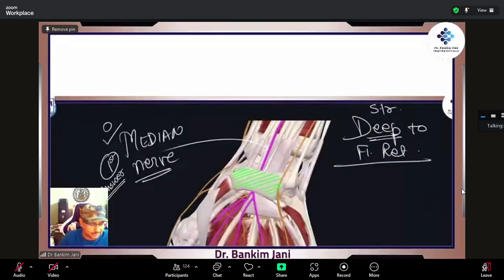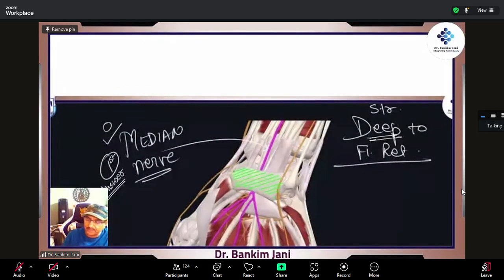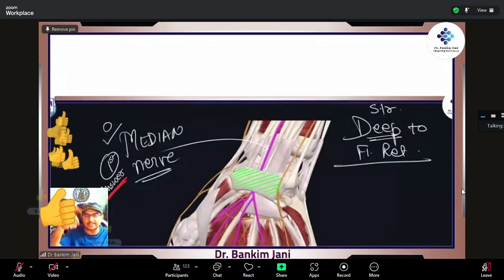So this much is done. Now we go for the structures which are deep to flexor retinaculum, right? Structures which are deep to retinaculum. The first one, and the moment this question is asked, don't go for any other story. The moment this question is asked, the first answer should always be median nerve.